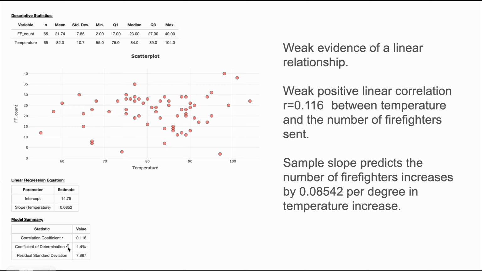And if I look at the slope right here, the slope of 0.0852, it says that the number of firefighters increases by 0.0852 per degree in temperature increase. So that's not a very huge amount. It's pretty close to 0. It's basically saying there might be a little relationship there, but there's lots of other variability that has to do with it. Maybe we want to look at the wind or something like that.